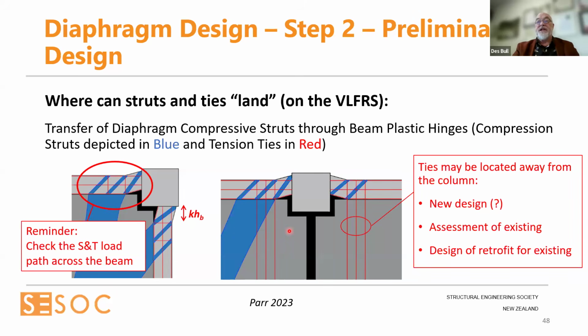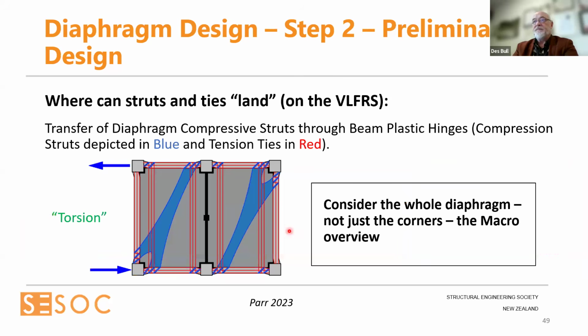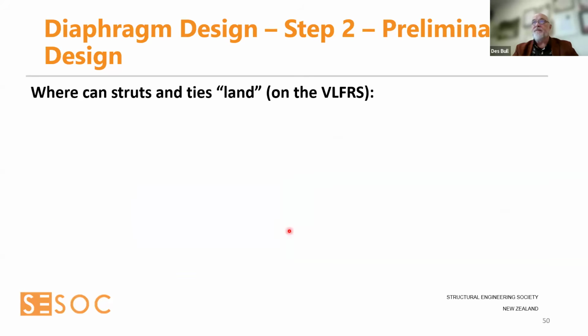Also a reminder, you need to check the strut and tie path across the beam to make sure that it's actually viable. Usually it is. Just taking a step back for a moment, remember to take a look at the whole building, the whole floor plate, not just concentrate on the corners or the particular load path, because when you step back like this and look at the whole, you get the whole effect of the building, you get the complete strut and tie, the complete equivalent truss sorted out. It completes the picture.